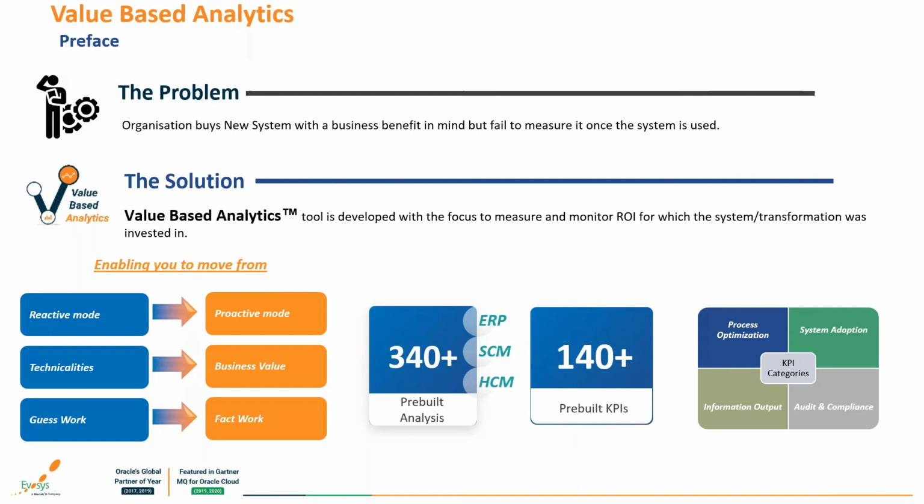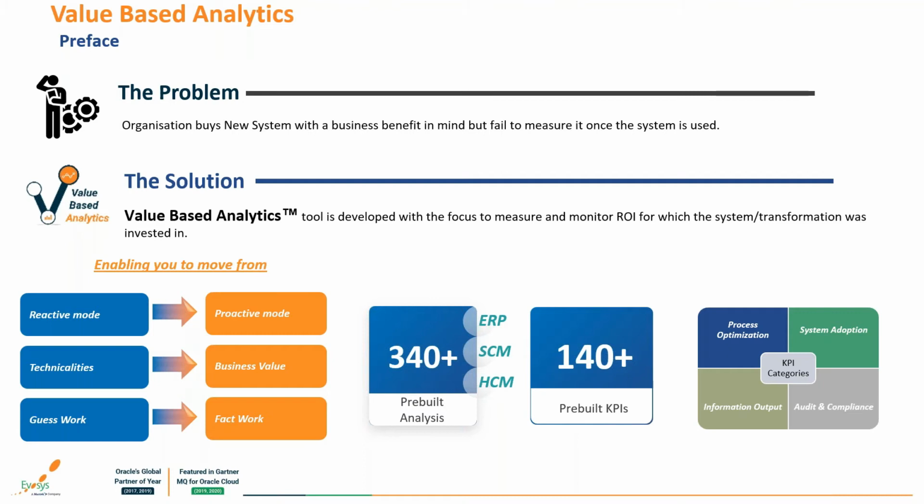So it will basically help you to realize the business value of the investment which you've made in cloud. VBA has got over 340 plus pre-built analysis, and it has got over 140 plus KPIs. This 340 plus pre-built analysis is effectively divided into 4 categories of dashboard. So one is process optimization, the second one is system adoption, the third one is information output, and the fourth one is audit and compliance.